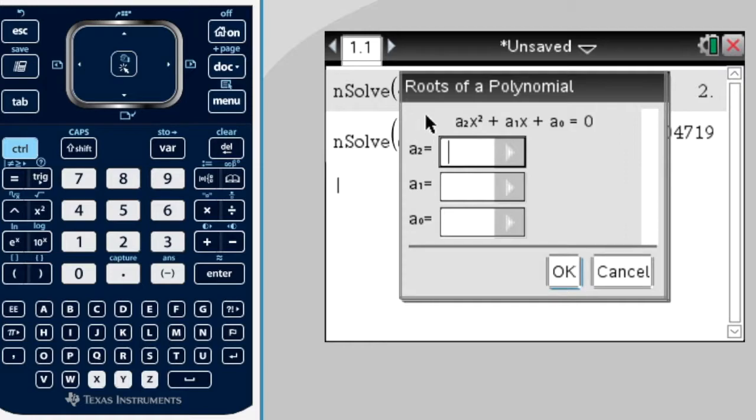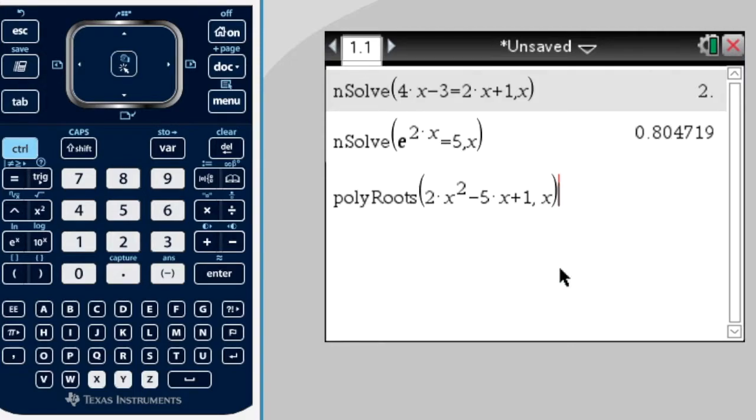Okay, and now here we put in what our quadratic is. So let's say it's 2x squared minus 5x plus 1. Okay? And so they've done it all for us. They've got polyroots. There's my quadratic, and there's my variable x. Now you might notice it's not the whole equation. It's not equals 0. That's okay.